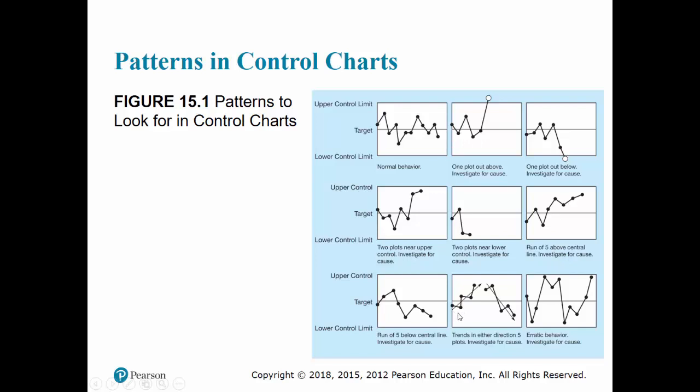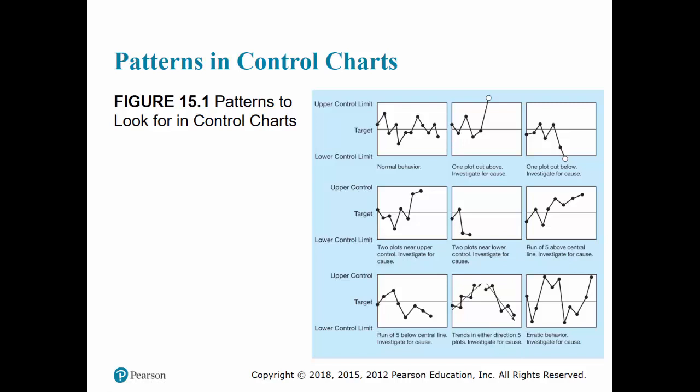And here's a variation of the run of 5. Even though these X bars do not fall exclusively on one side of the middle line, there is a general upward swing. The trend is in the same direction, 5 of them going in the same direction. That is a problem as well. And then erratic behavior is also a problem. So it goes down, goes up, goes down, and goes up. It keeps going up and down, up and down. Erratic behavior is not just purely random behavior.